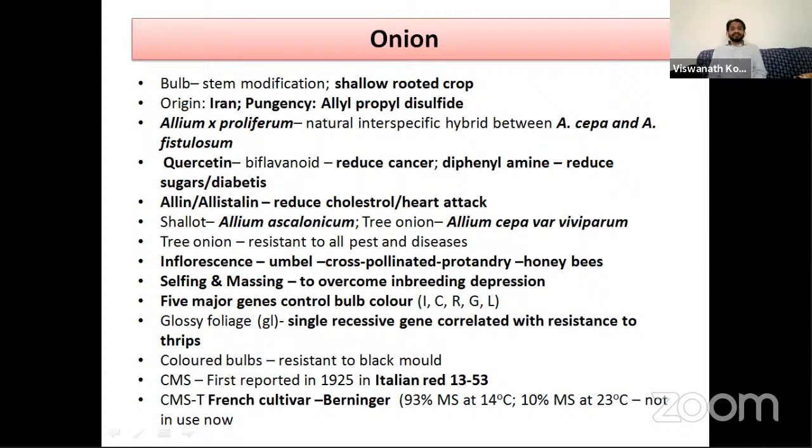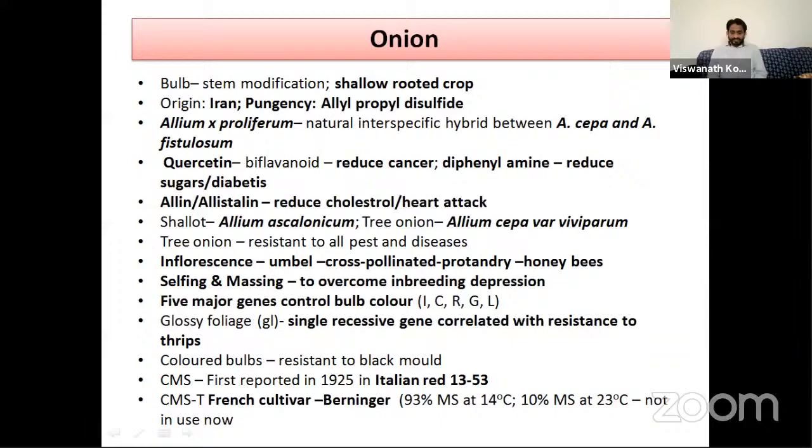And onion was the first crop where cytoplasmic male sterility was identified, in 1925 in the variety Italian Red 13-53. And there is another cytoplasmic male sterility, that is CMS-T, that means it is sensitive to temperature. It was identified in a French cultivar, Berninger. It was 93% male sterile at 14 degrees centigrade. When the temperature increases to 23 degrees centigrade, the male sterility reduces to 10%. It is not in use now because of its temperature sensitivity.